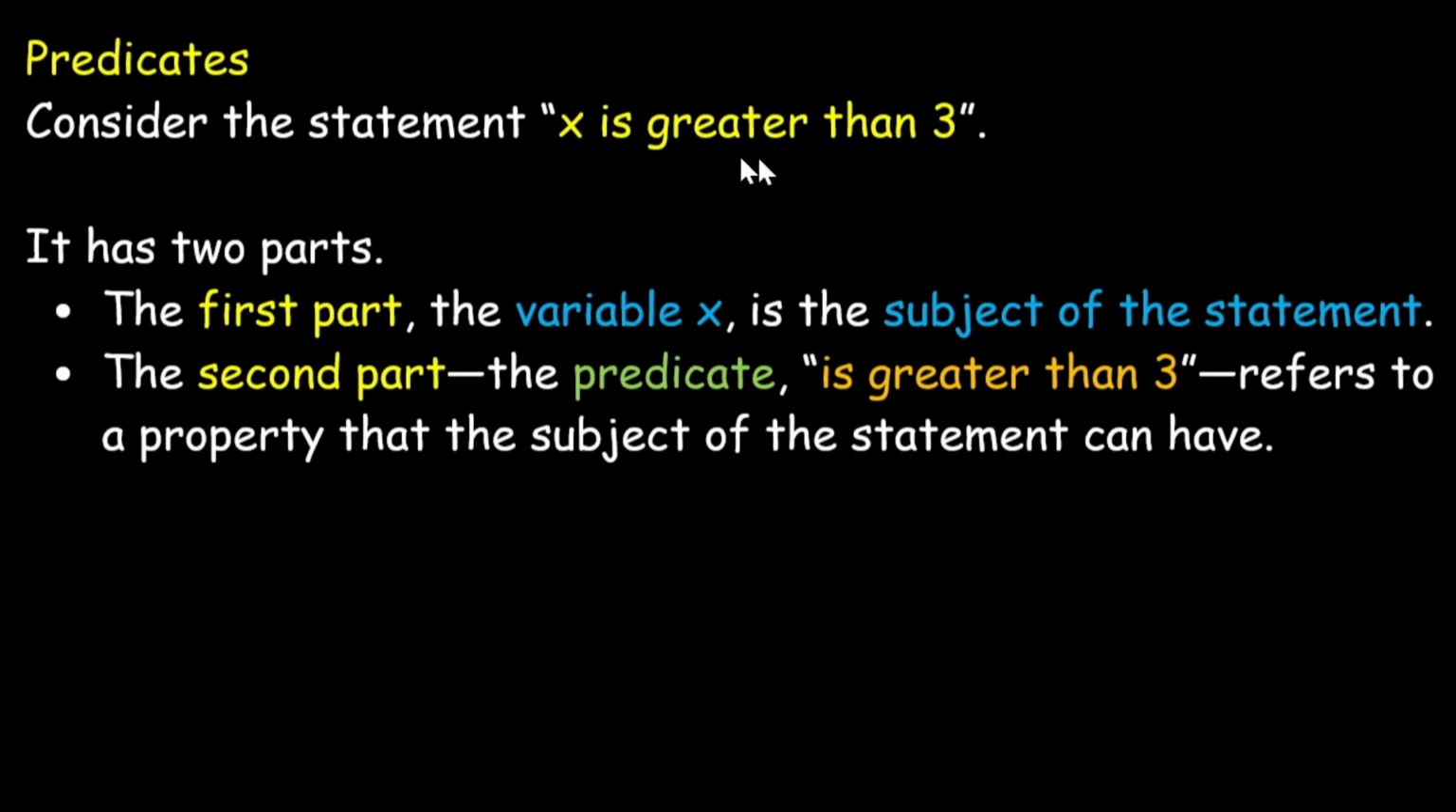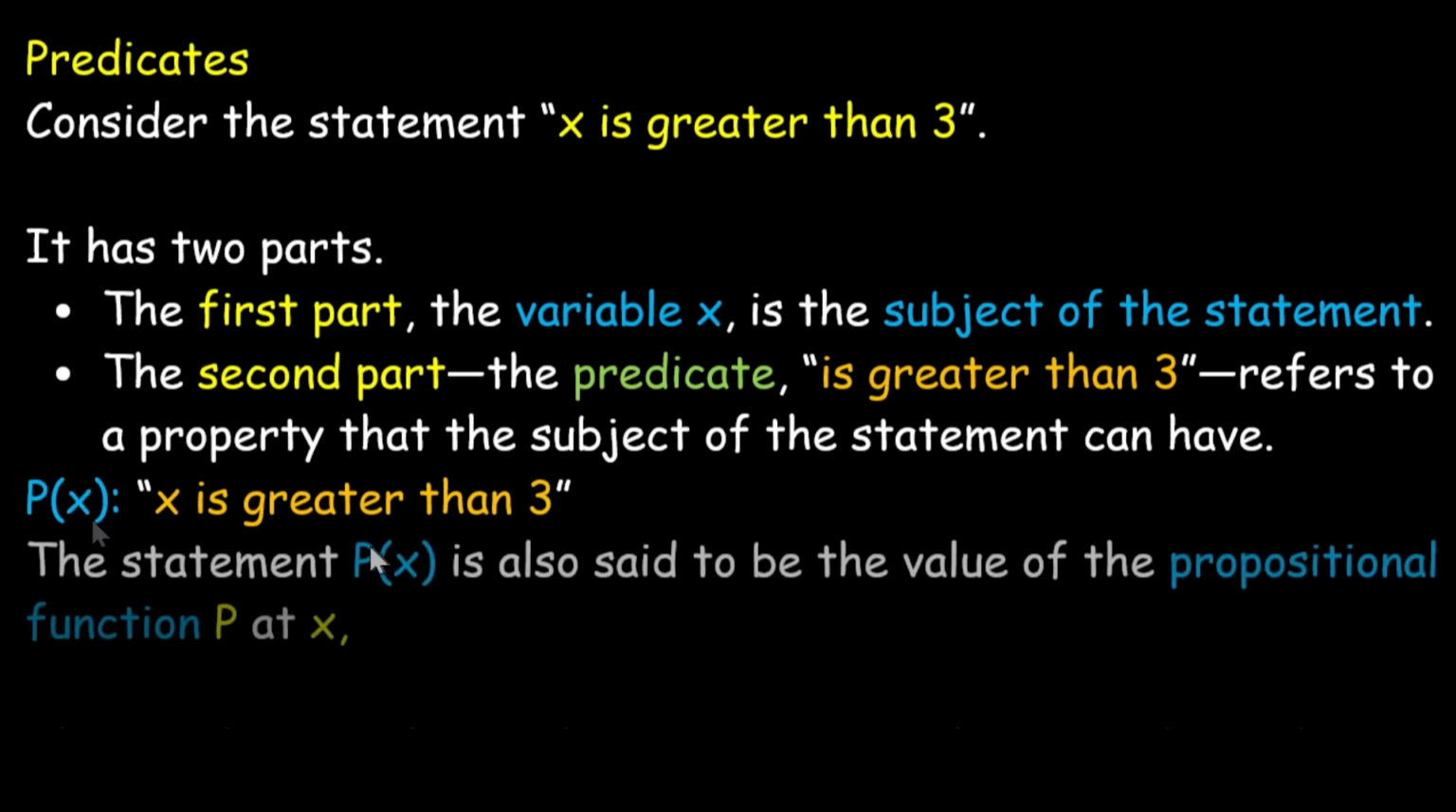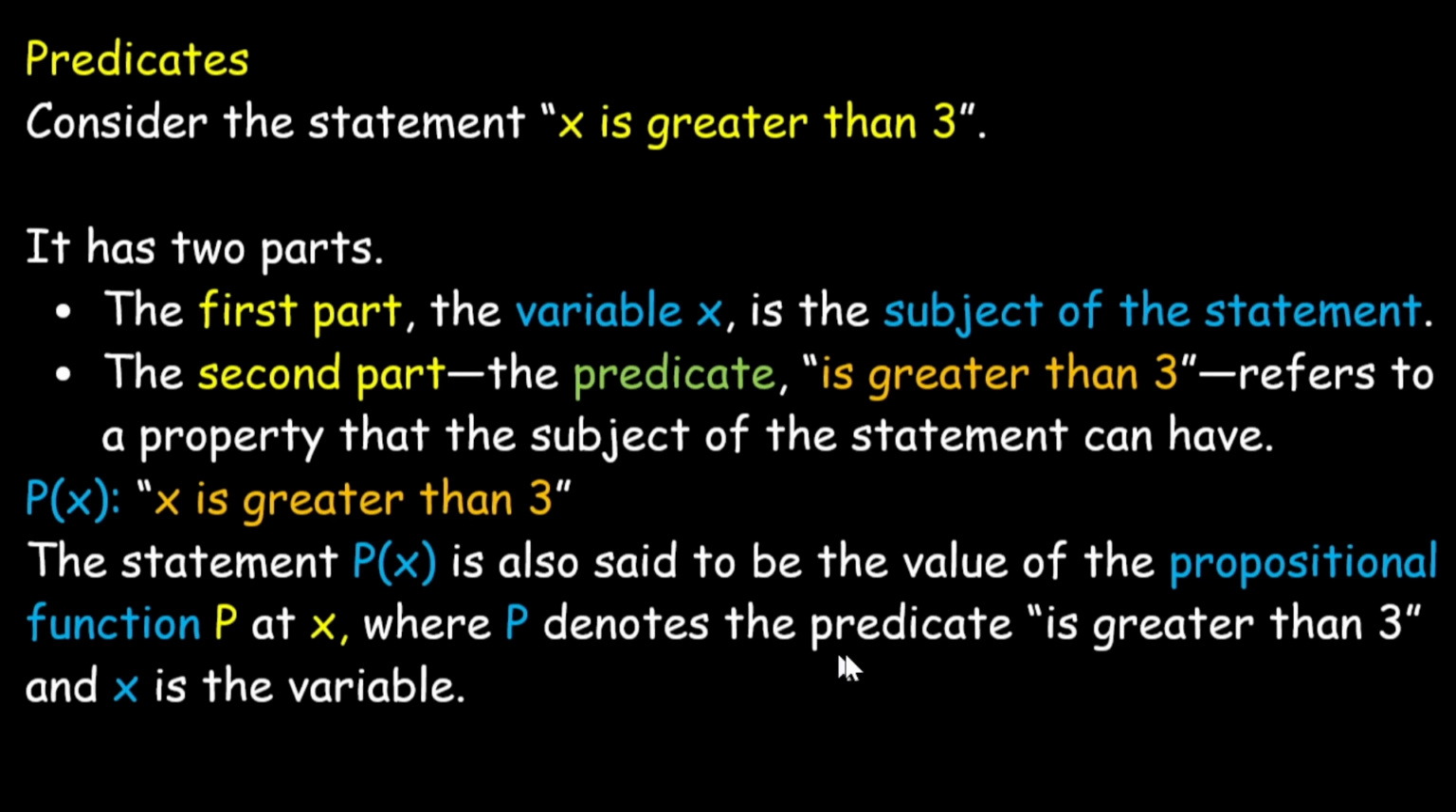Means here in the statement, we have two parts. One is the variable, and second is a property on the variable, that property is greater than 3. In general, such statements are represented by P of x. So P(x) is basically called the propositional function P at value x, where P denotes the predicate is greater than 3 and x is the variable.